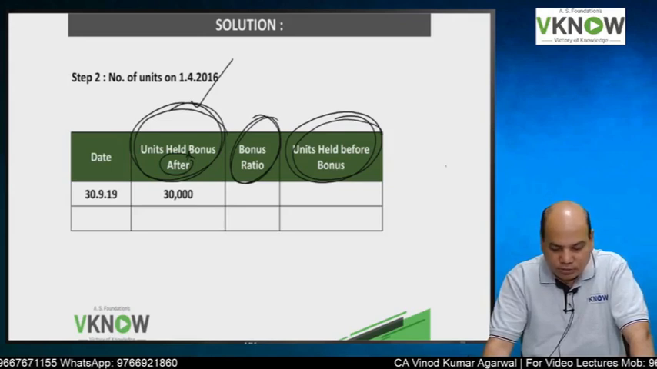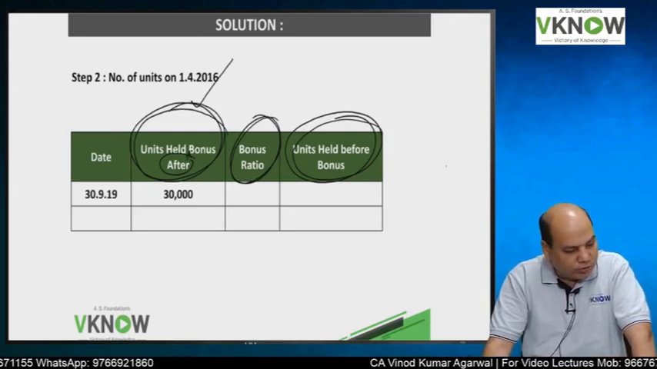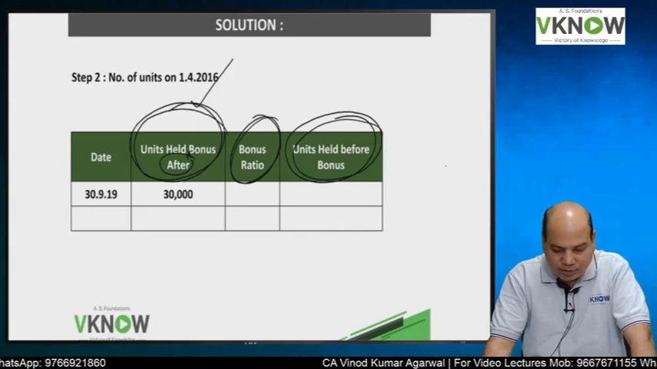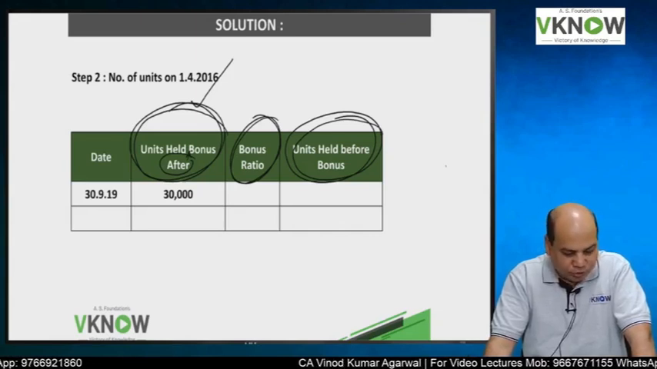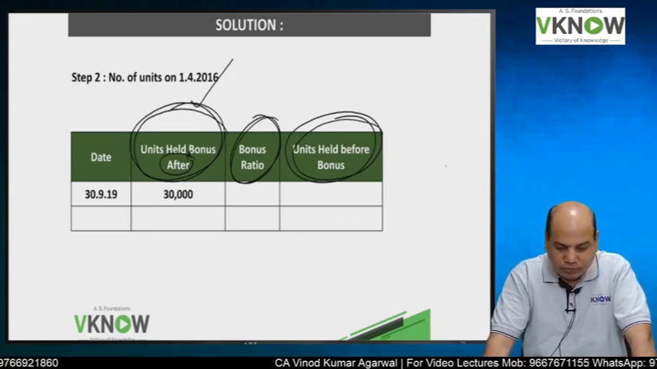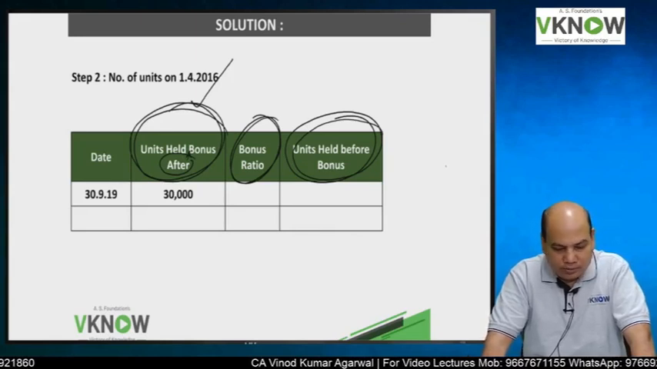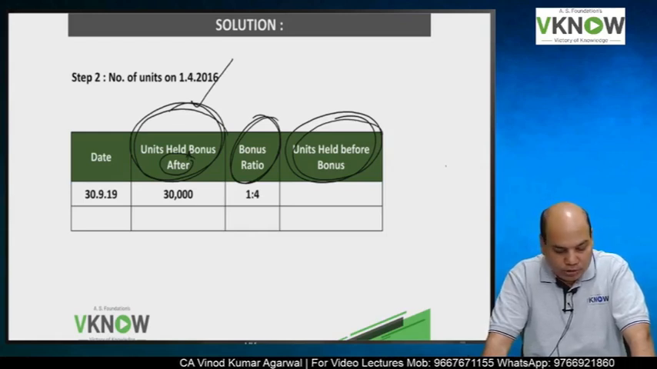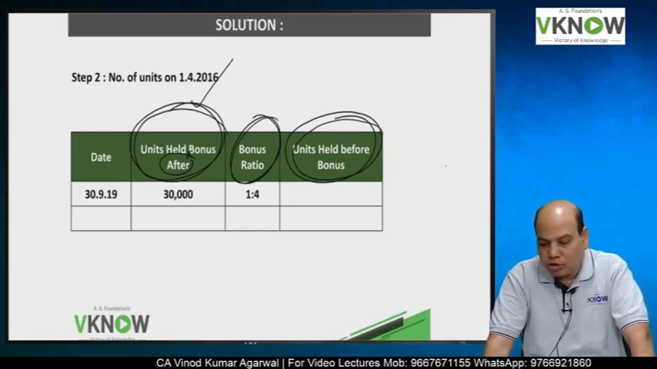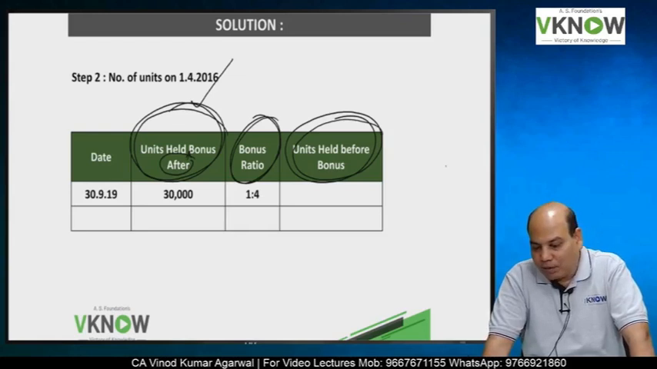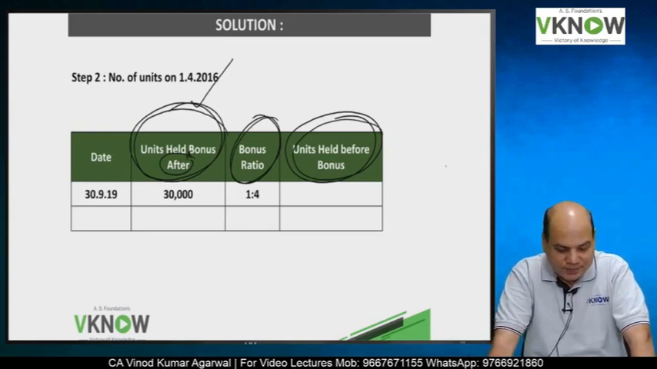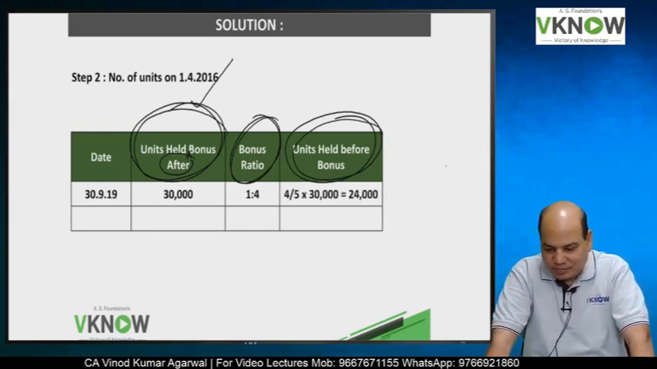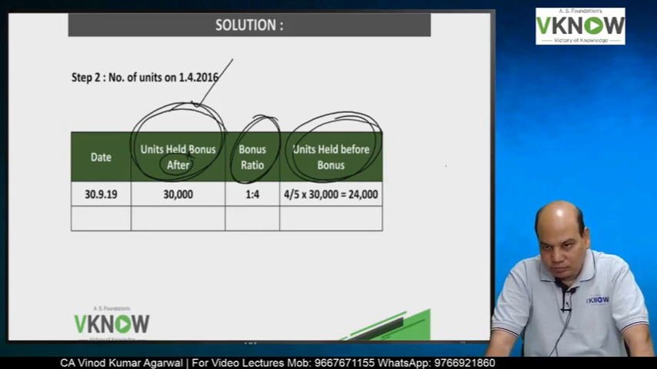So first write down, reverse working I have to do. I will write 30th September 2019. Bonus ratio is 1:4. Unit held was 30,000. So can you tell me how many units were held before bonus? 24,000.